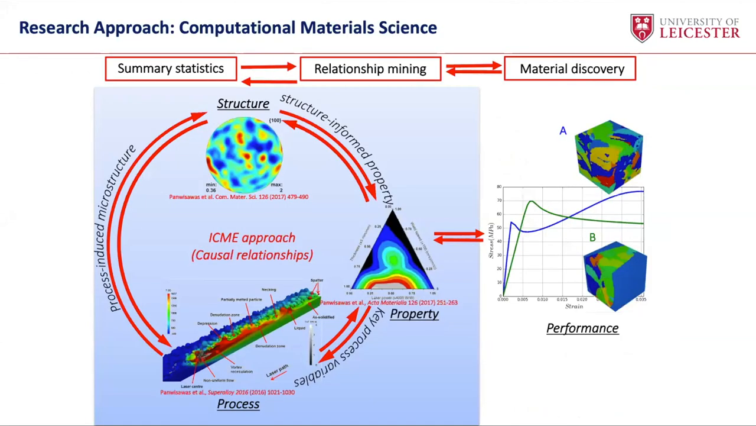And in summary, I would like to say that in computational material science, especially for additive, we need to get summary statistics from the model or experiment. And then we use AI as a kind of mining tool to improve the material and process condition for further future material development. And this has to deal with the processing-structure-property loop here, using the causal relationship in order to tell about the performance that you'll see in the real component.